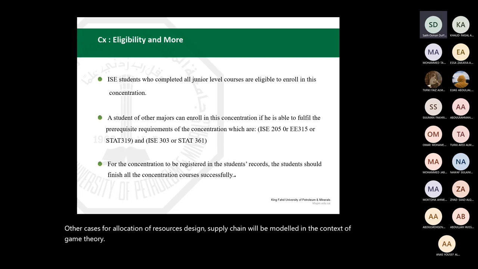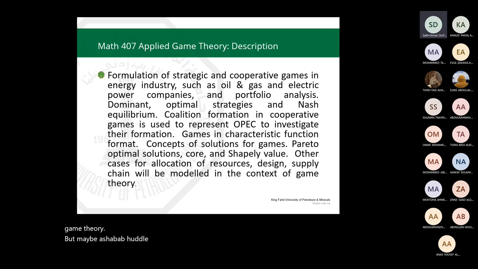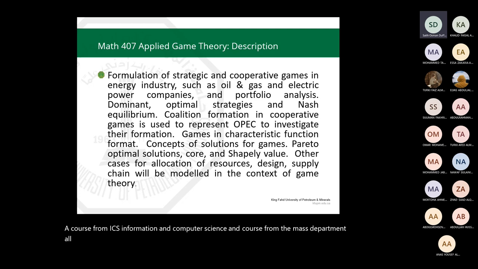Okay guys, this is the concentration: four courses, a course from the systems area and a course from the ISE, Industrial and Systems Engineering, a course from ICS, Information and Computer Science, and a course from the Math Department. They all address decision making, whether in groups, in competitive environments, or in cooperative environments.